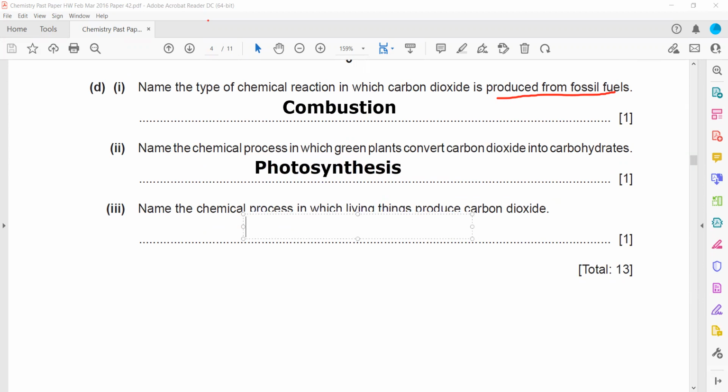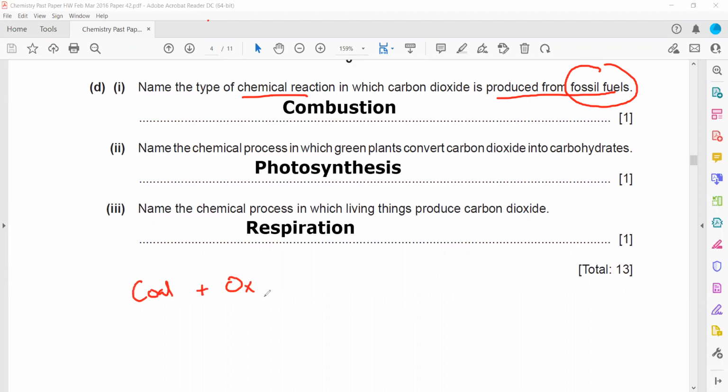The first part: name the type of chemical reaction in which carbon dioxide is produced from fossil fuel. Fossil fuel means something like coal. So when we have coal, we burn it in the presence of oxygen, and it produces carbon dioxide. What do we call this reaction when coal is burned in the presence of oxygen? We call that combustion, burning. Same thing, fossil fuel can be methane.